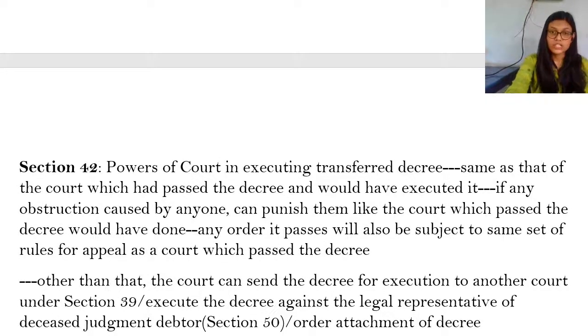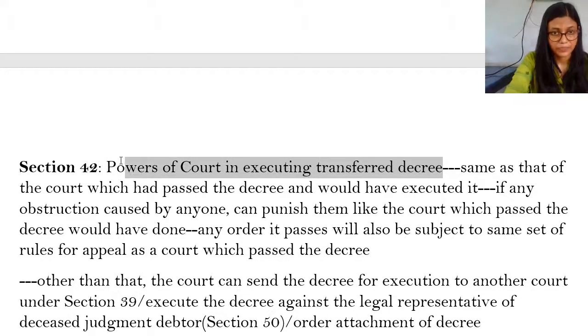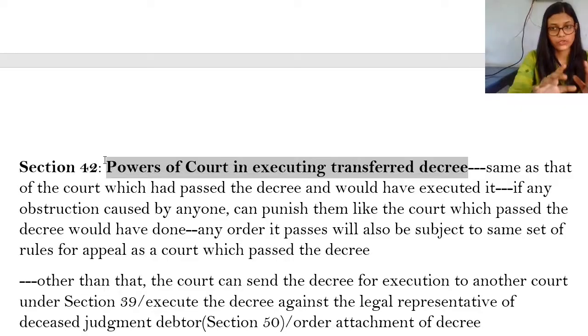And section 42 is talking about the powers of the court in executing a transferred decree. Now, this is an important section. Why? Because you need to understand whether there is a distinction between the powers of the court which passed the decree and the one which is executing a transferred decree.